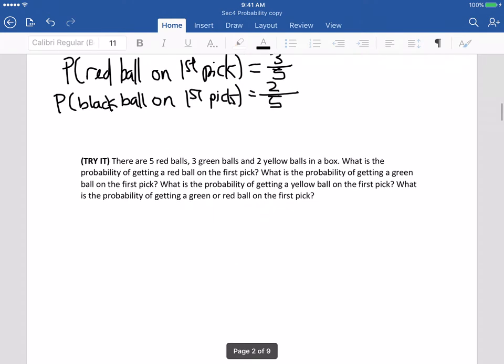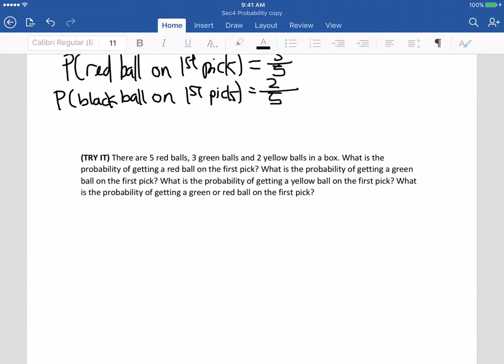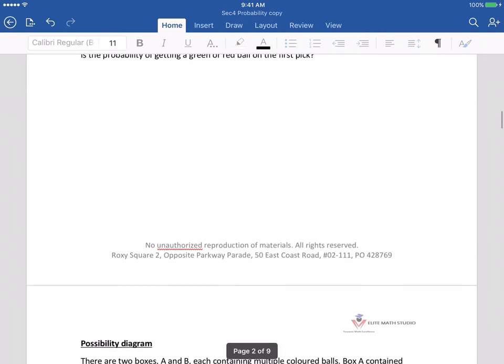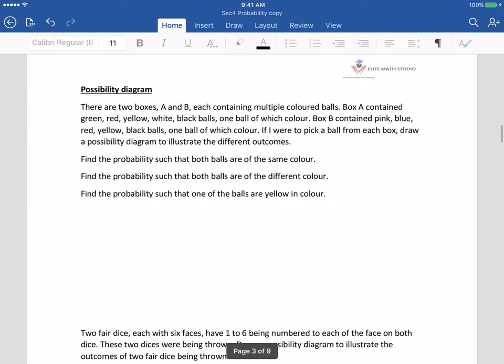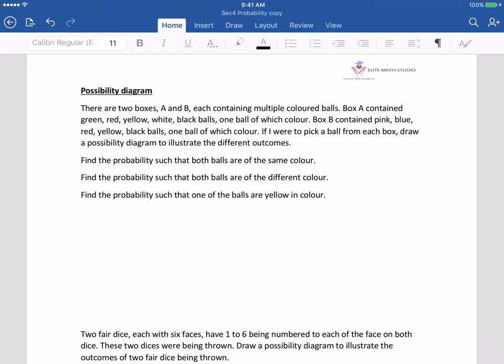Okay, for the next one, I created a question for you to try. Pause the video and go and try it. It's very straightforward, more like secondary 2 probability. It's just an introduction. The first real concept we're going to learn under secondary 4 probability is what we call the possibility diagram.